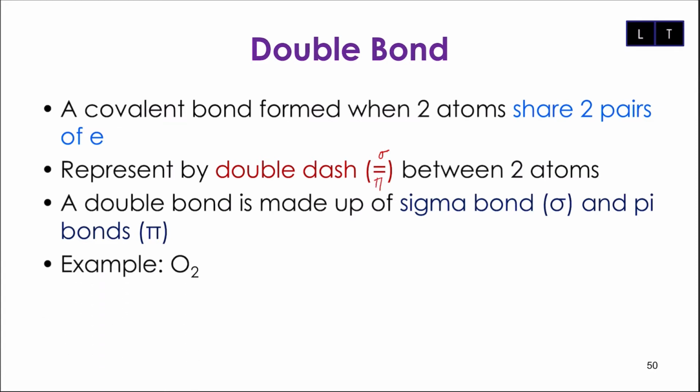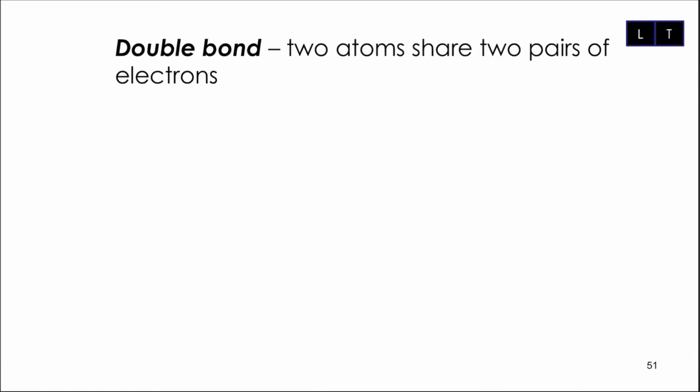For example, I have oxygen molecule. So macam mana kita nak show the formation of covalent bond between 2 oxygen molecule? I have 1 oxygen here and another oxygen atom. Each of them got 6 valence electrons. It will form the sharing of electrons between themselves. They will share 2 pairs of electrons just like this picture.